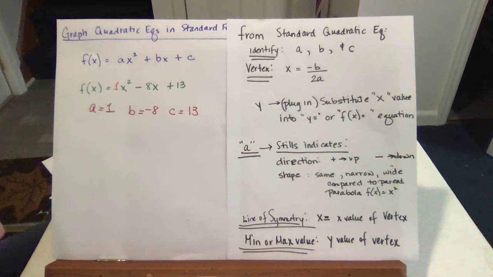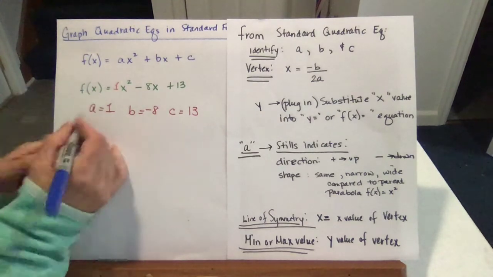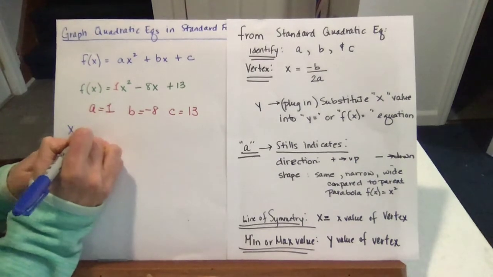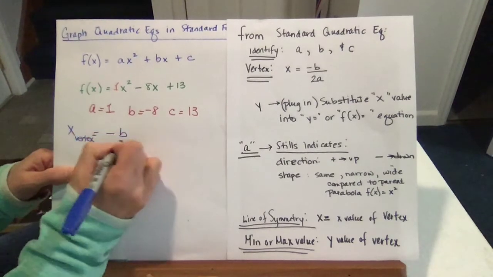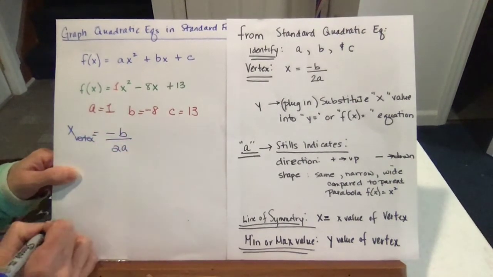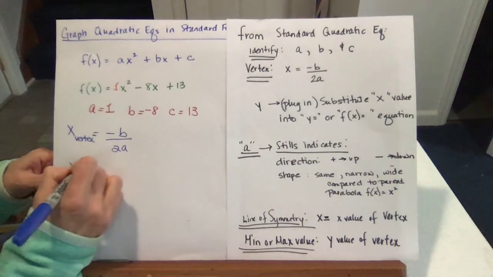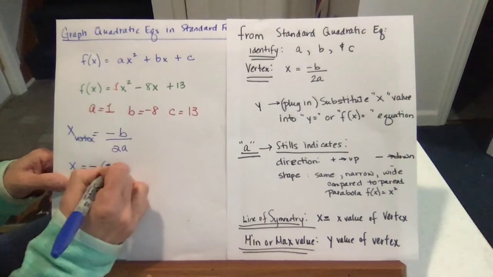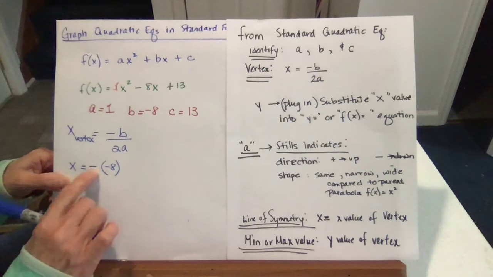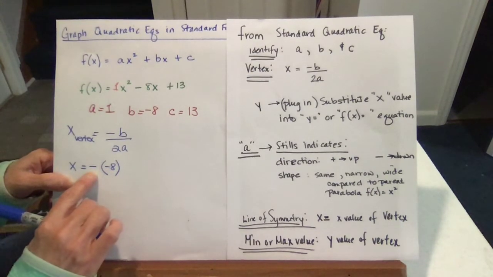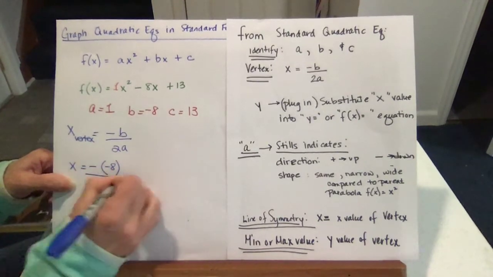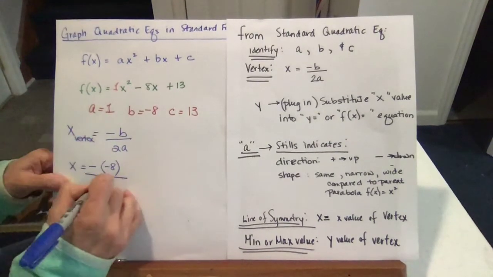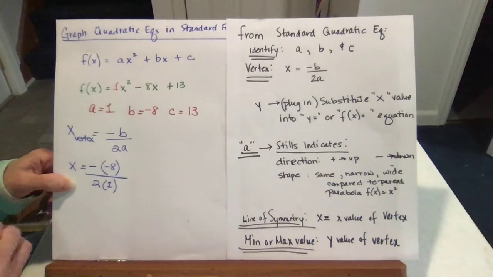Now we want to get the x value for the vertex. In order to get the x vertex value, sometimes I'll just label it like that, I'm going to take the opposite of the b value divided by 2 times the a value. So x for the vertex is going to be the opposite of negative 8. The negative 8 has nothing to do with the opposite value in front of that b. So it's the opposite of negative 8. Always put your b value in parentheses, all over 2, and the a value is 1, so we put that in parentheses as well.